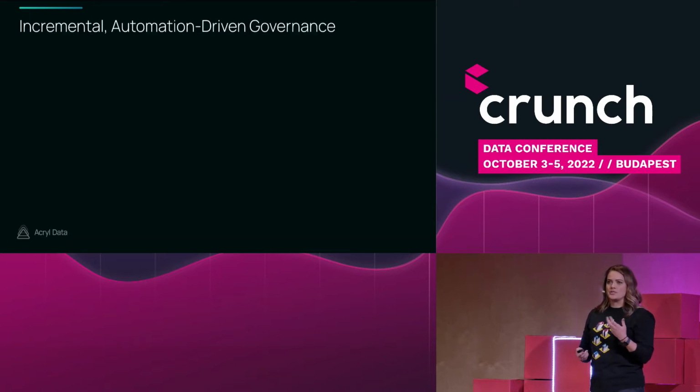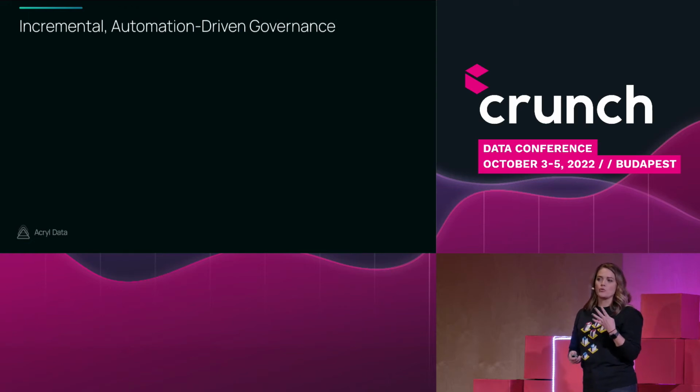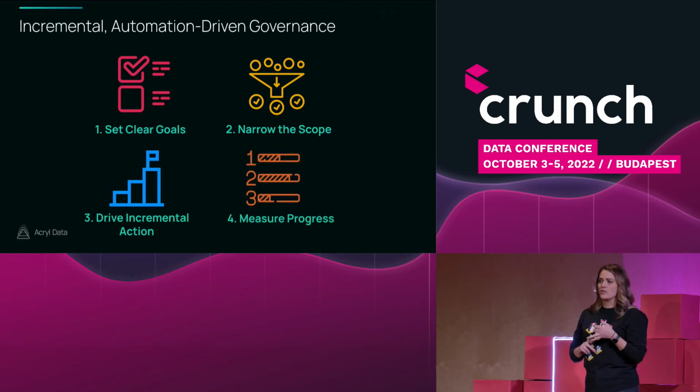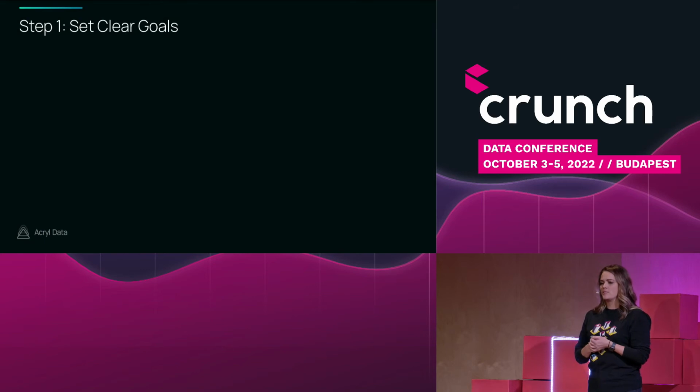So what we're going to talk through is this incremental approach. There are 4 different steps to this. First and foremost, we're going to set clear goals. We'll then narrow the scope, and then surprise, we're going to narrow that scope again. From there, we're going to drive incremental action, measure our progress, then we'll lather, rinse, repeat, and go through it one more time. So let's actually step into these and see what we are talking about.